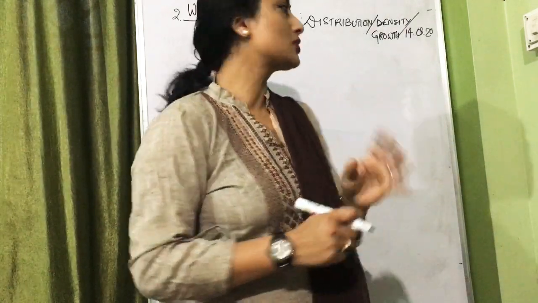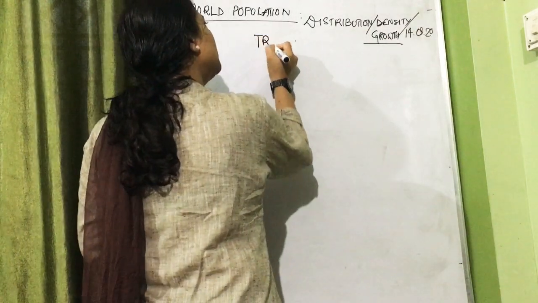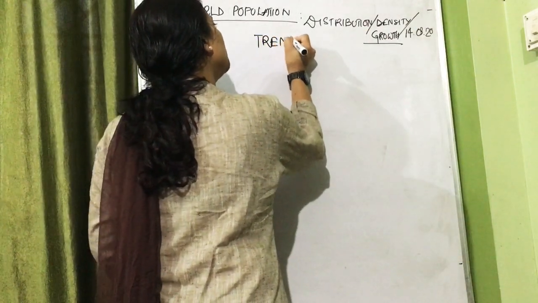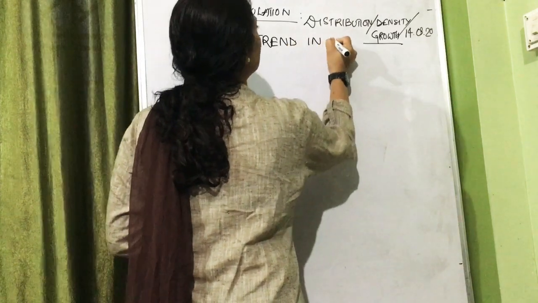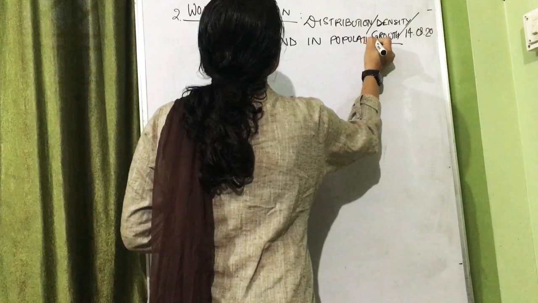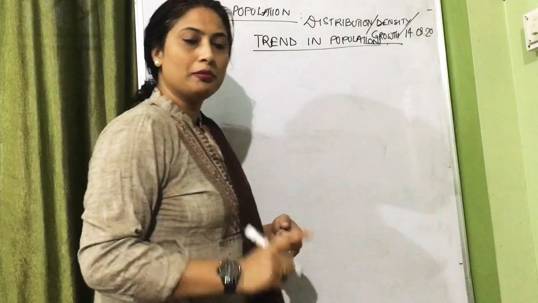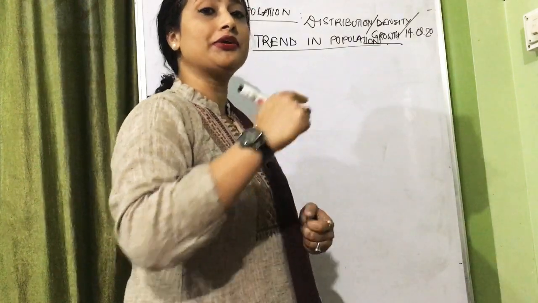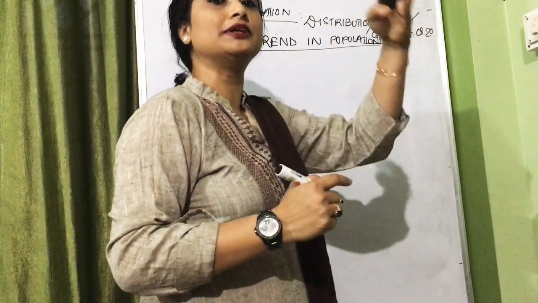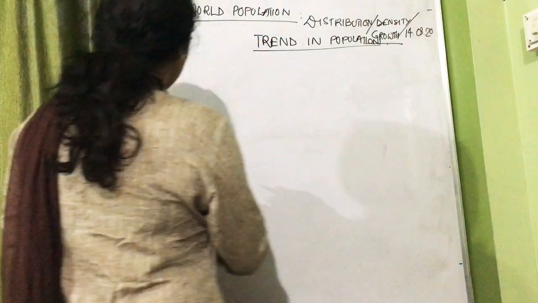Today we are going to discuss the same topic, that is, the trend in population growth. We discussed it with the help of 3 stages of population growth, but we did not discuss the trend in population growth over different time periods. So today we are going to do it in different time periods.